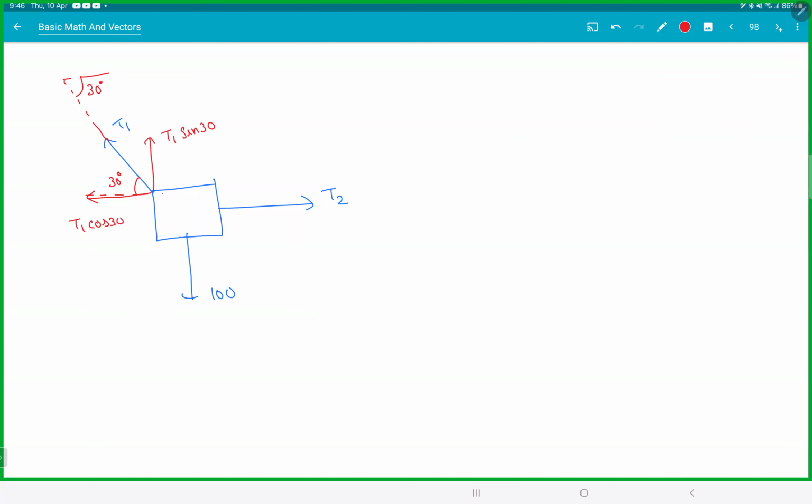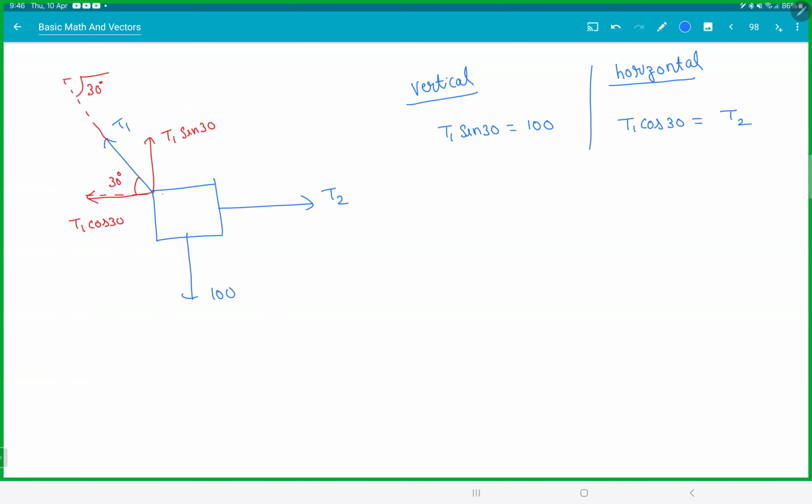So T1 can be divided into vertical and horizontal. Now in the vertical direction, you tell me, what is this T1 sin 30 doing? Isn't it balancing this 100? So in the vertical direction, T1 sin 30, the vertical component of tension, is balancing the weight 100. In the horizontal direction, this T1 cos 30 is pulling it left and T2 is pulling to the right. Since the block is not moving, both of them must be equal. If they're not equal, the block will move.